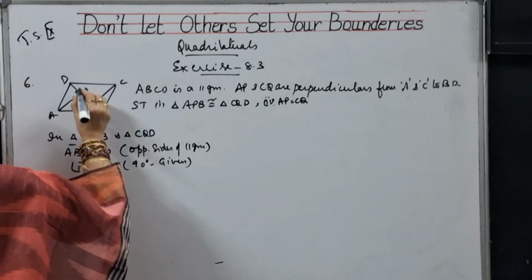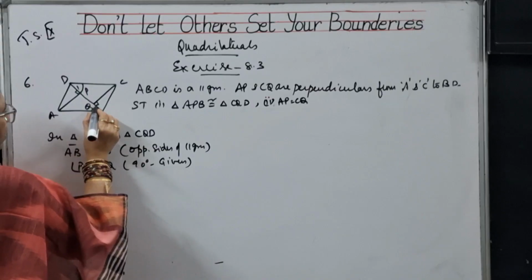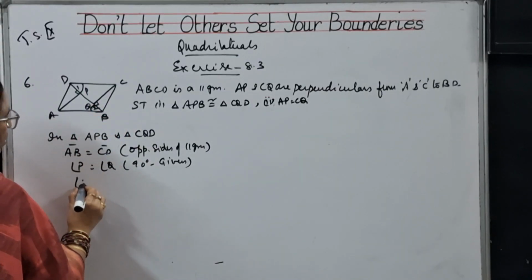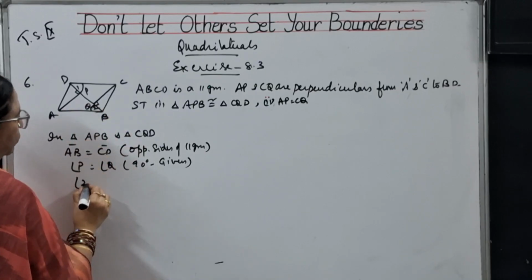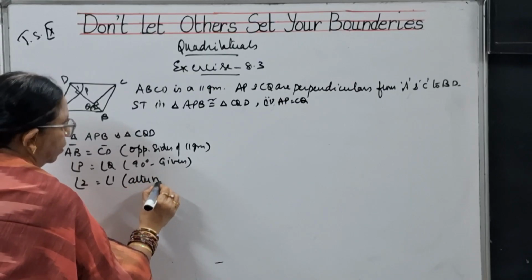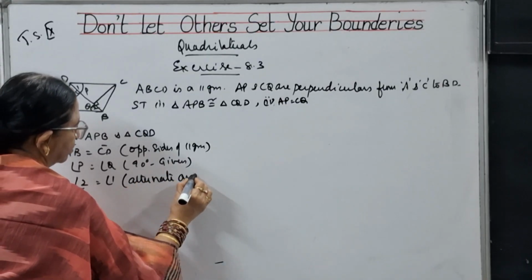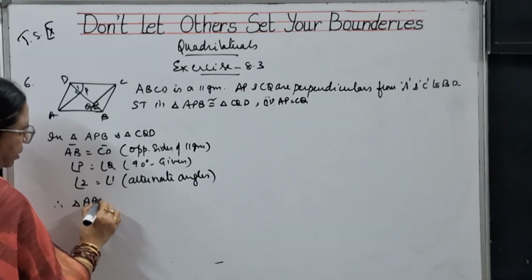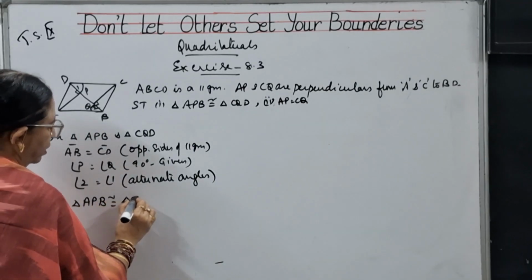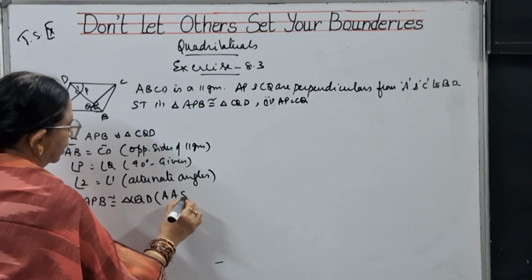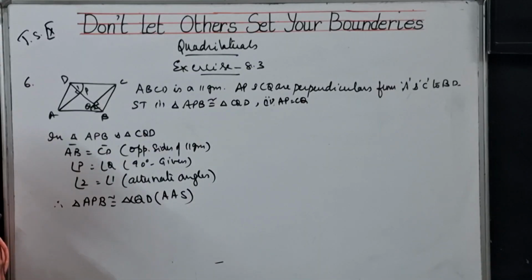And also, let me call this angle 1 and this angle 2. In APB, angle 2 is equal to angle 1. Why? They are alternate angles. Therefore, triangle APB is congruent to triangle CQD basing on the angle side property. Two triangles are congruent. So the first bit I have proved.